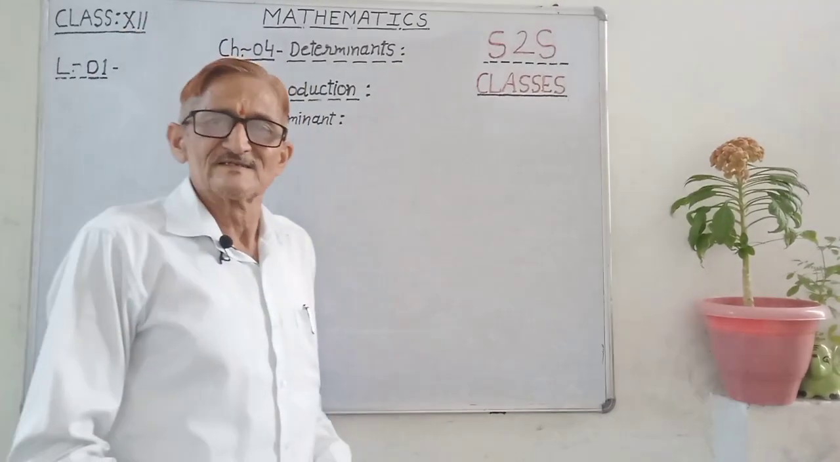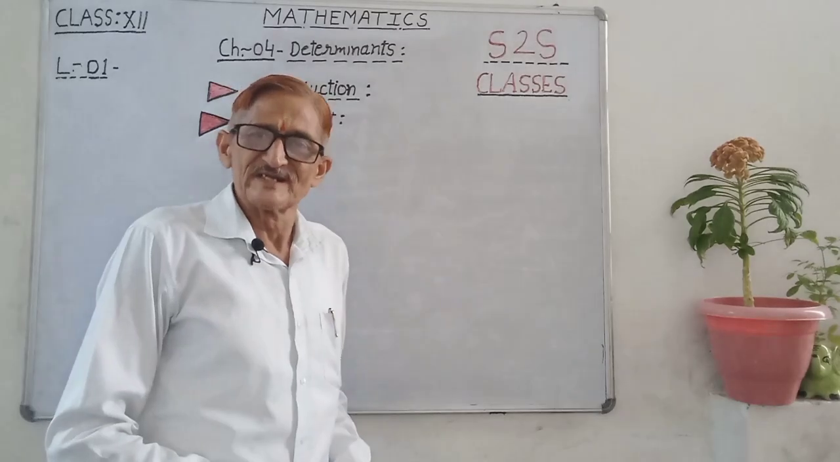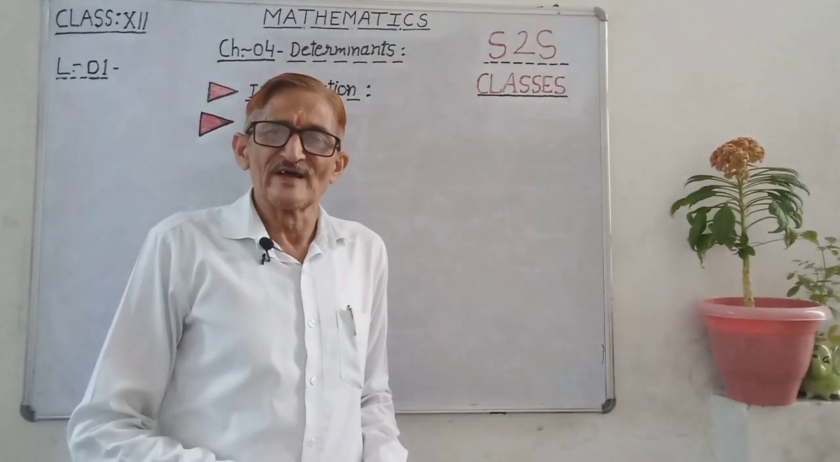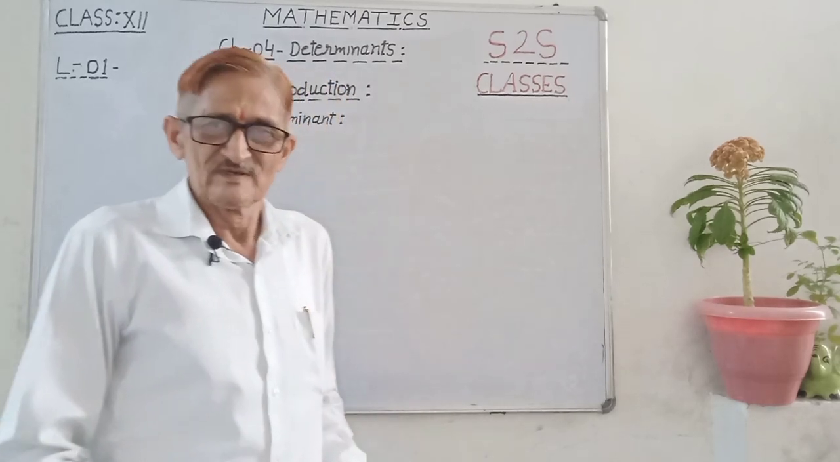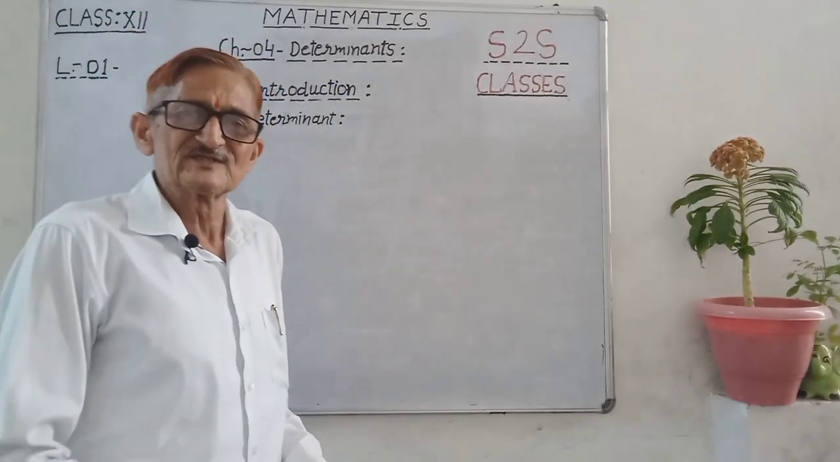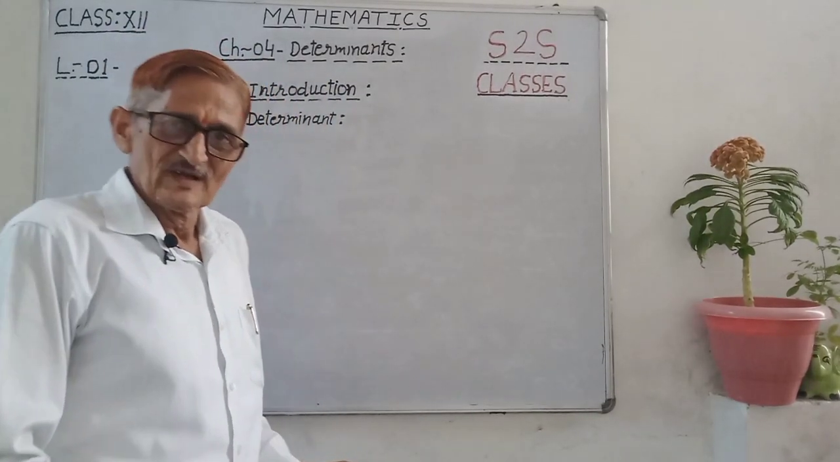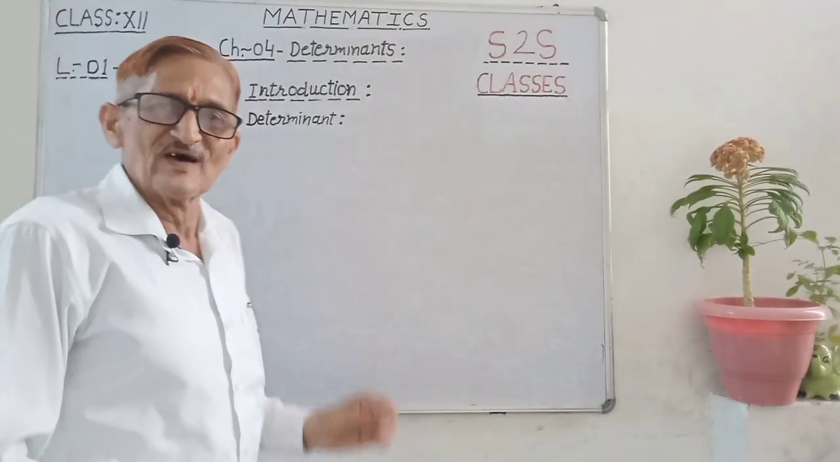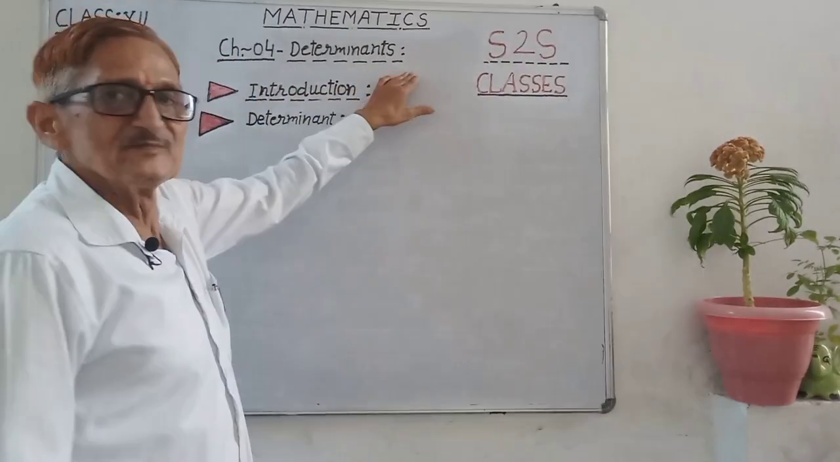Chapter 3, matrices, has been completed. Everything is done, every exercise and everything from the NCERT book on matrices is completed. Now this chapter is chapter 4, lecture 1. Chapter name: determinants.